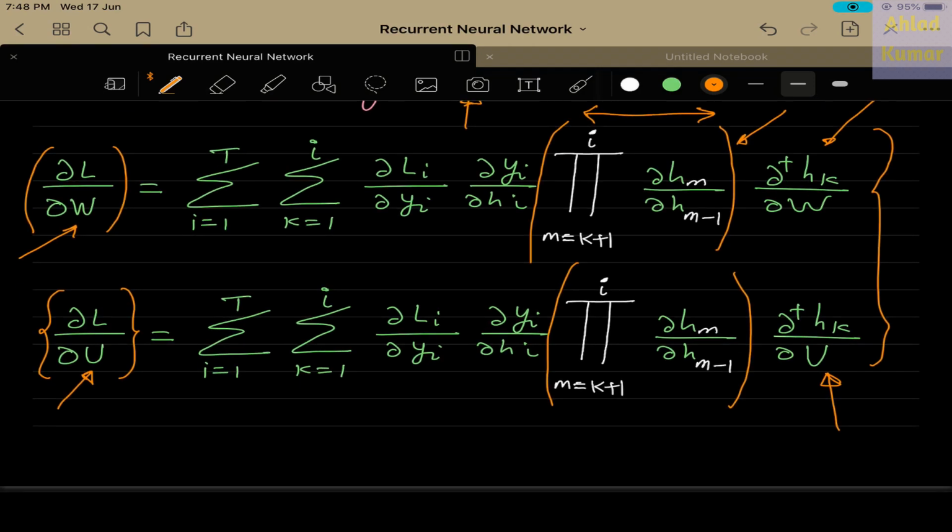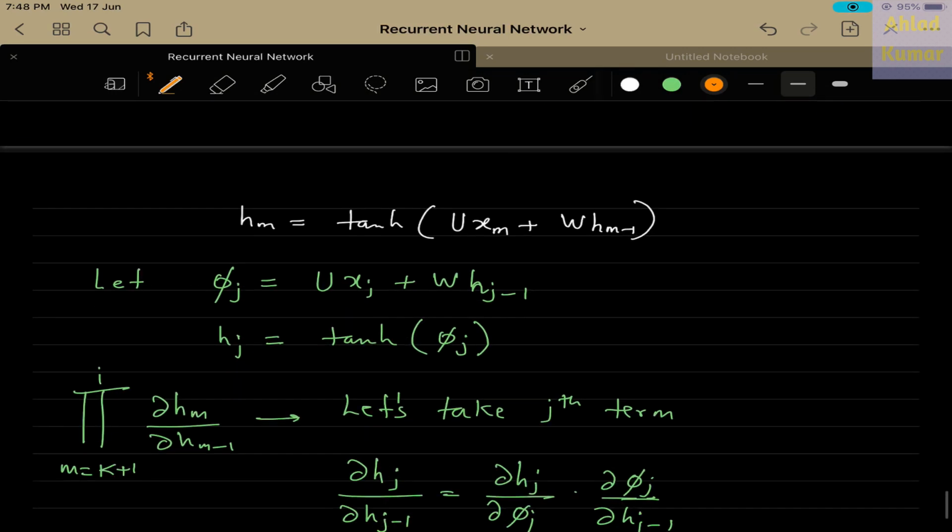In order to understand this, let us first see the relation that connects the activation function at hm with that of the activation function at h of m minus 1. We know this equation already. It comes from the RNN forward propagation equation, and you can see that the relation between hm and hm minus 1 is through this equation.